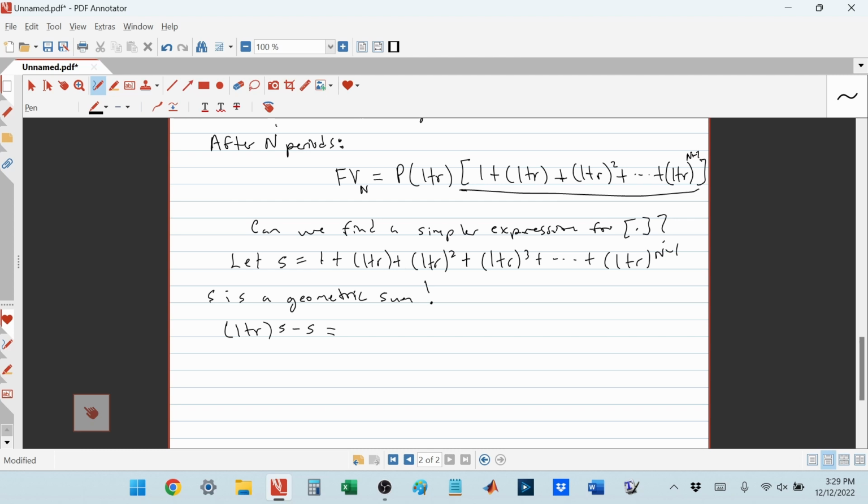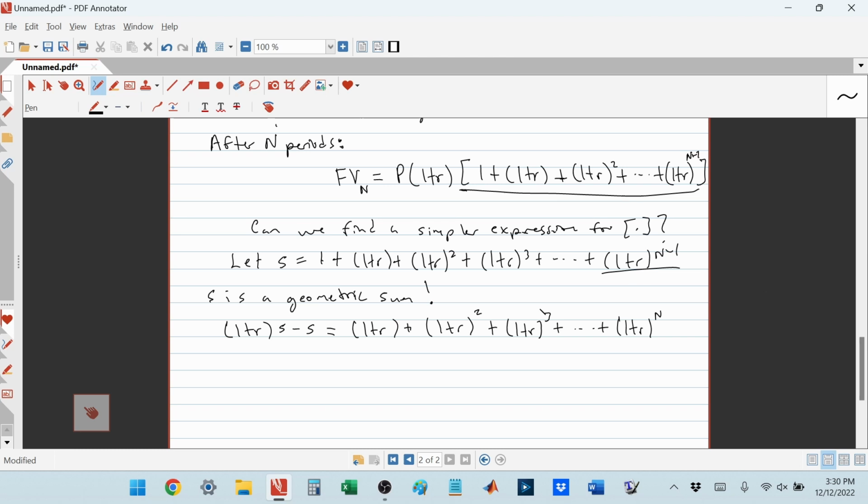So multiplying S by 1 plus R, you get 1 plus R, 1 plus R squared, plus 1 plus R to the third, plus dot, dot, dot. And then multiplying this term by 1 plus R, you get just 1 plus R to the power of n. 1 plus R to the power of 1 times 1 plus R to the power of n minus 1, you add the exponents, equals 1 plus R to the power of n.